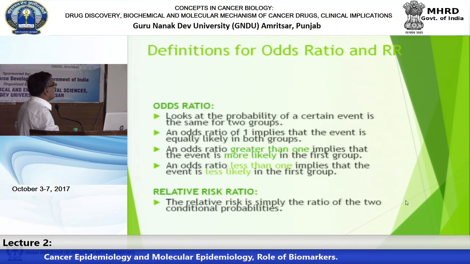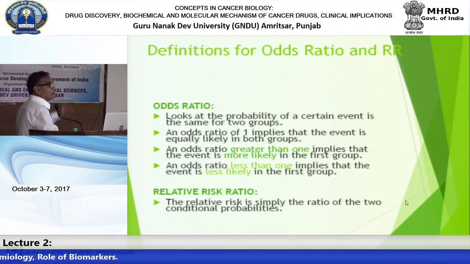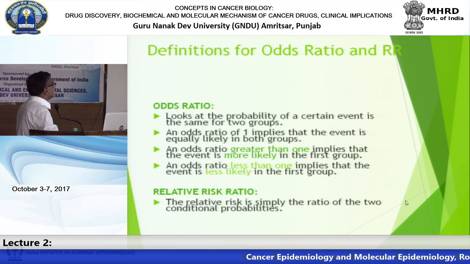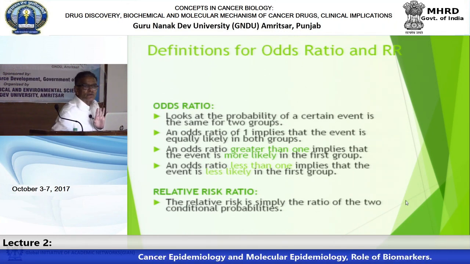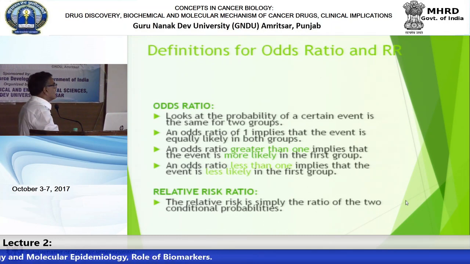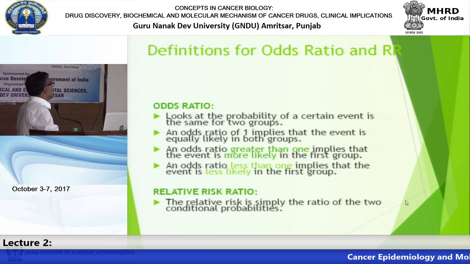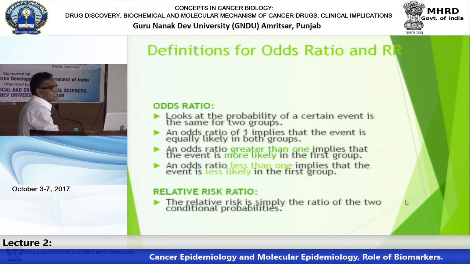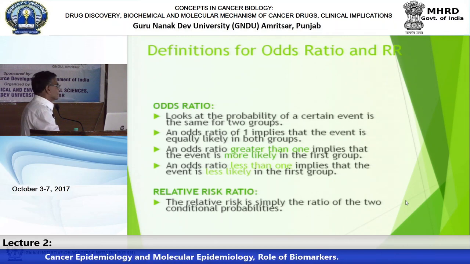So what's the odds ratio? Odds ratio looks at the probability of a certain event, whether it's the same in two groups, people who are exposed and people who are not exposed. An odds ratio of 1 will imply that this event is equal in both groups. An odds ratio greater than 1 will imply that the event is more likely to occur in the first group, and an odds ratio of less than 1 means the event is going to be less likely to occur in the first group.